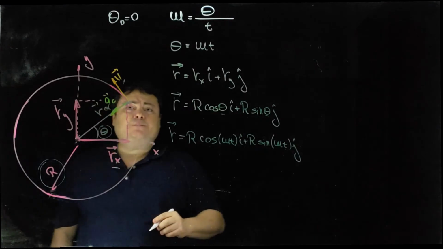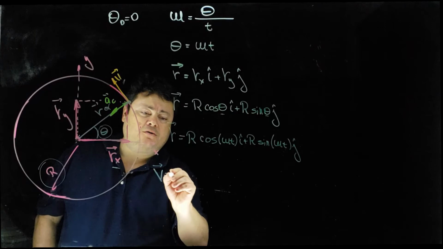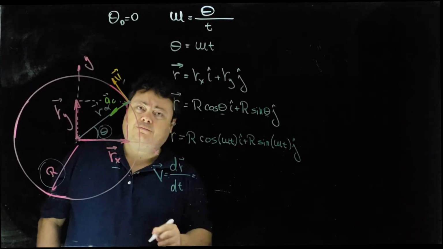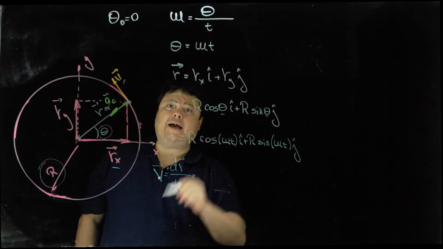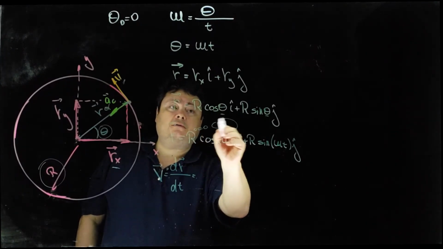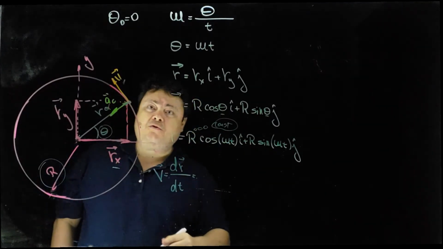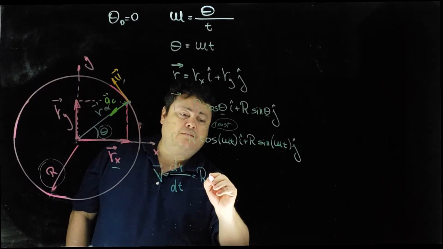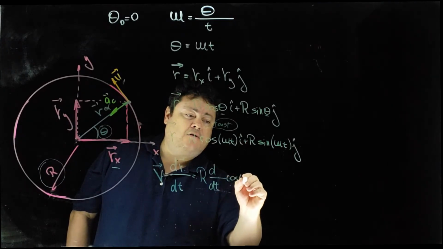Okay? Well, the velocity of this particle is the time derivative of position. Now, when I take the derivative of r cosine omega t i hat, r, the radius of my path, is a constant and therefore it just moves out of my derivative. And so I'm going to get r times the derivative d/dt of the cosine of omega t.